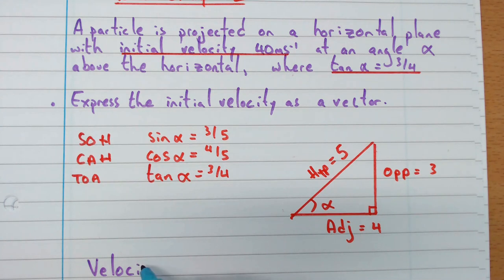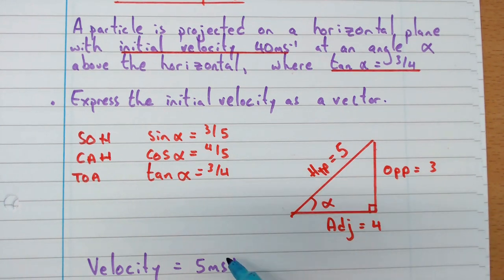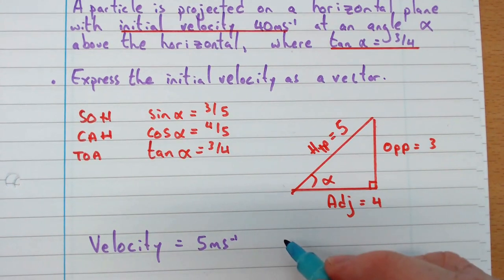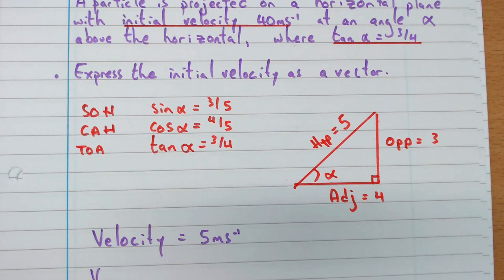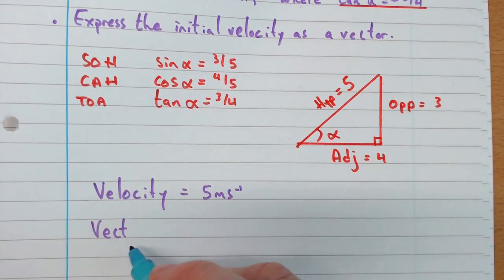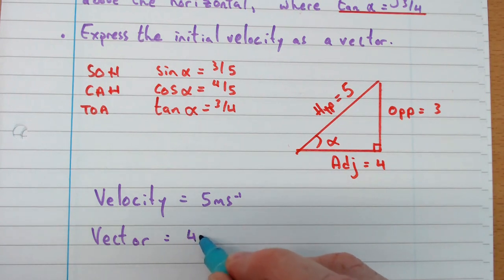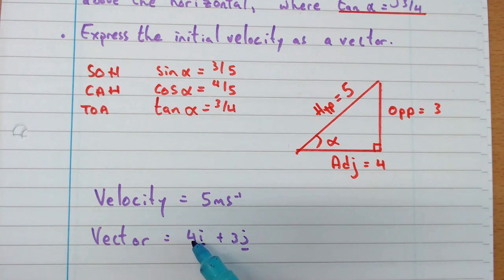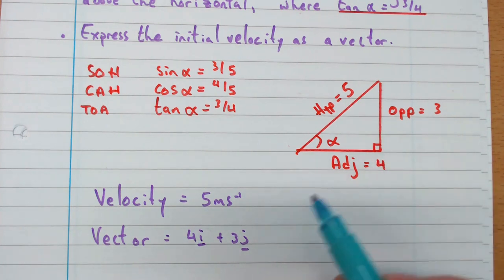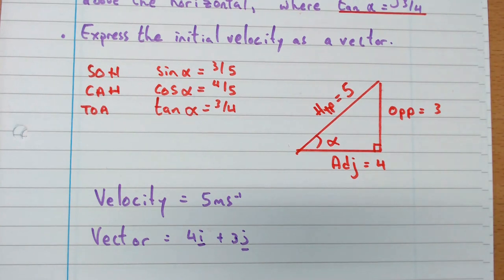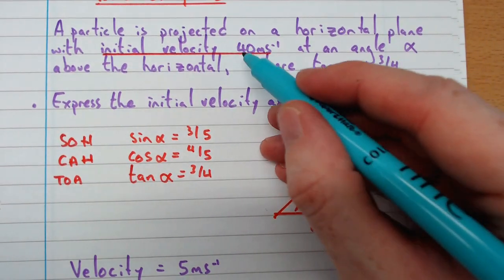Now, to relate this triangle to a more practical example, think of the hypotenuse as your velocity. So a length of 5 gives us a velocity of 5, which means the vector for a velocity of 5 is 4i plus 3j. The 4 and the 3 are taken directly from the triangle, 4 long and 3 up. So a vector of 4 long and 3 up gives us a velocity of 5.